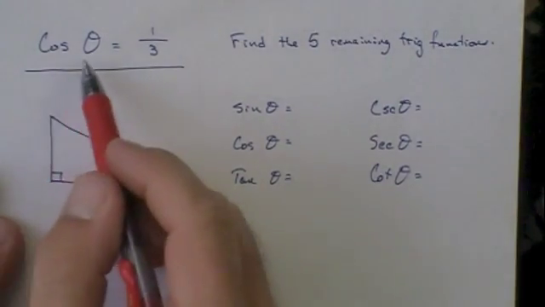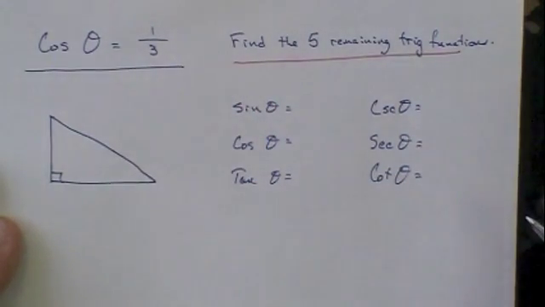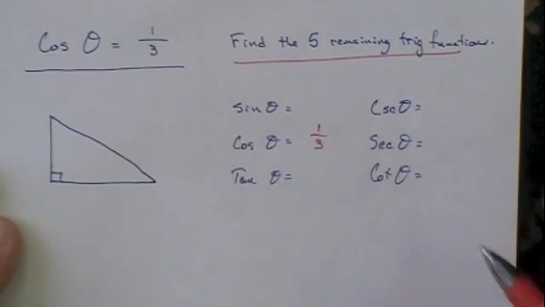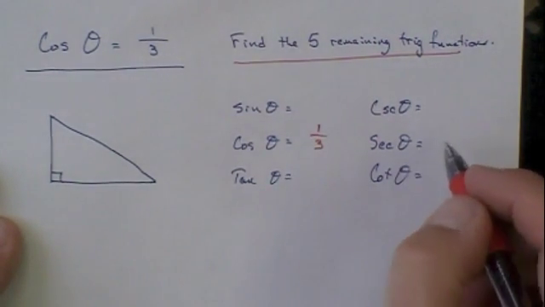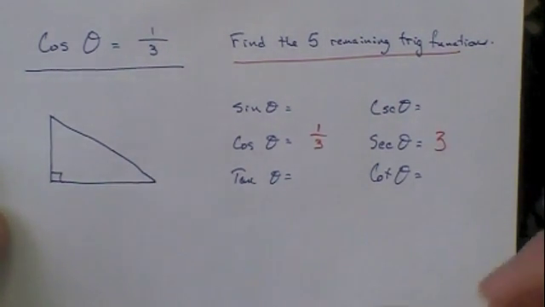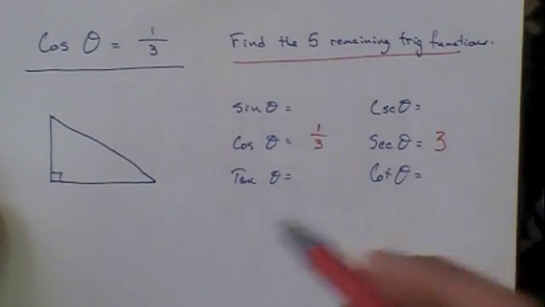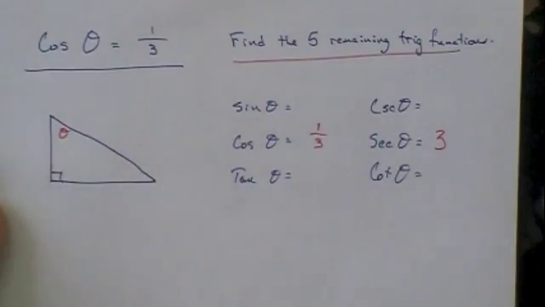Let's say that we're given the cosine of theta is equal to 1 over 3, and we're asked to find the 5 remaining trig functions. We know cosine of theta is 1 over 3, which gives us the secant. Secant of theta would be 3 over 1, which is just 3. As far as finding the others, if in doubt, draw a triangle. That's going to be our rule for the semester. We can always draw triangles to help us set things up.